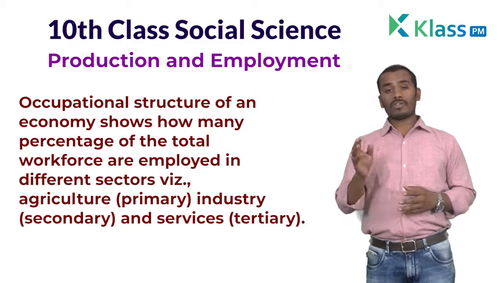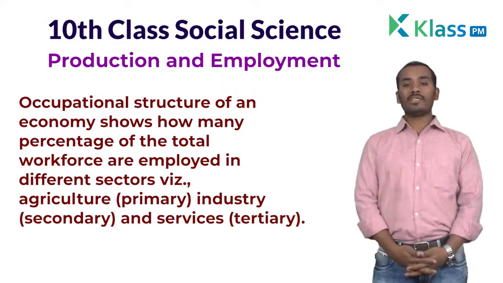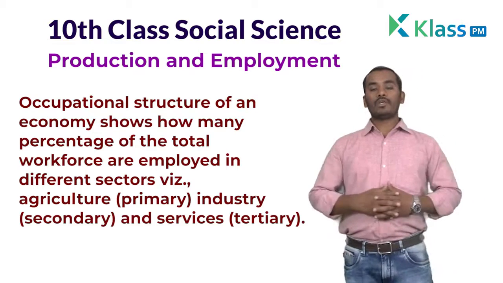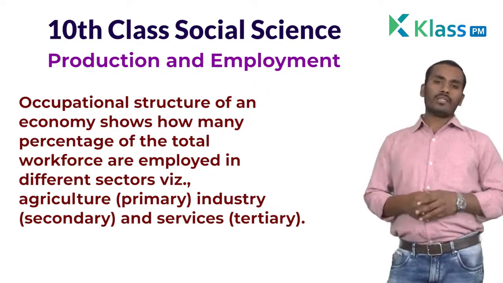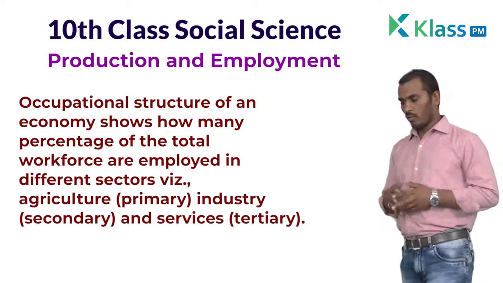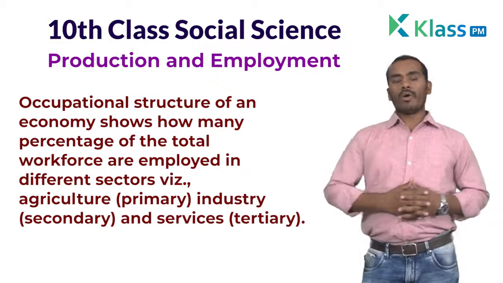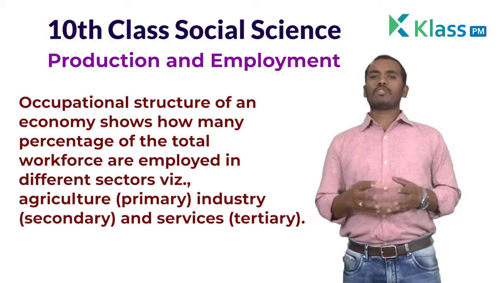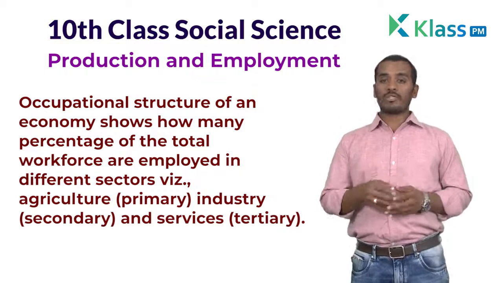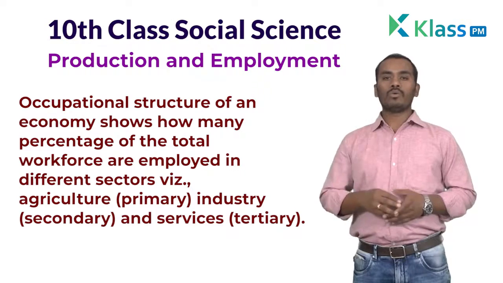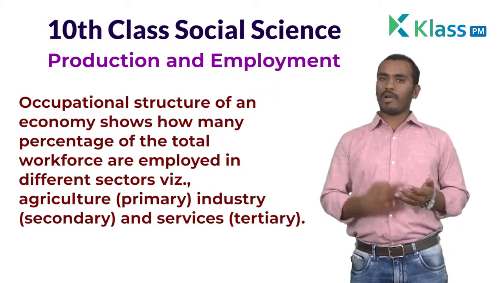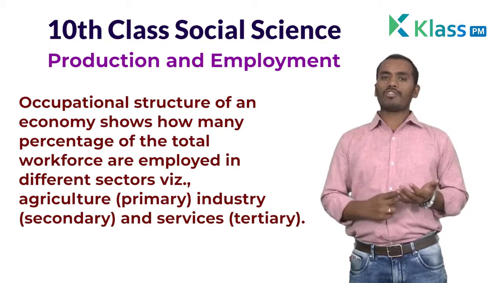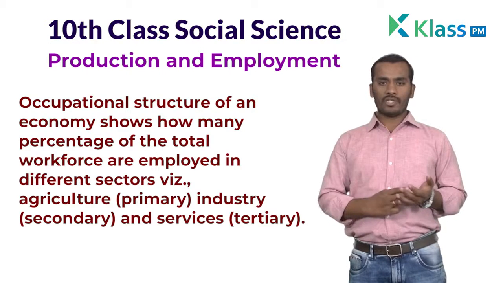What is that occupational structure? The occupational structure is divided into three different categories. On what basis has it been divided or categorized? Based on the production itself, the occupational structure is categorized into three main categories. What are the three main categories? The first is the primary sector, then the secondary sector, and then the tertiary sector.